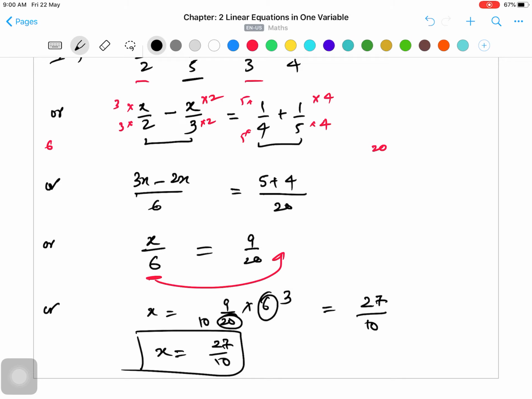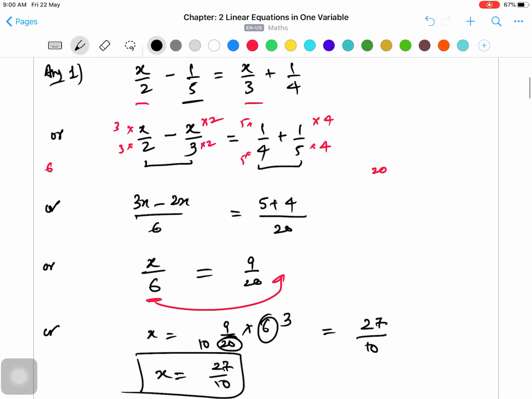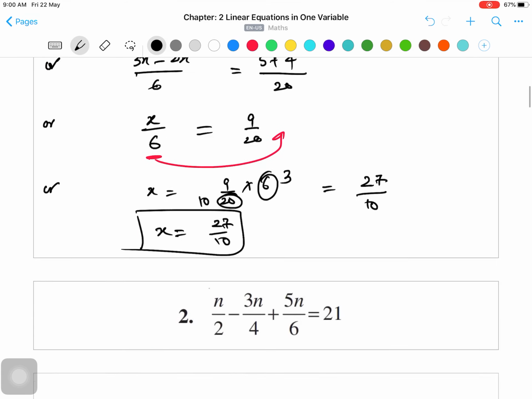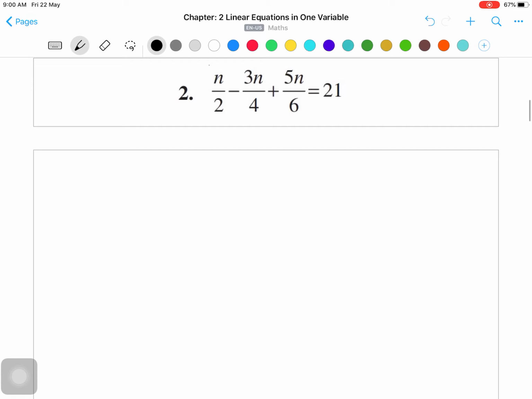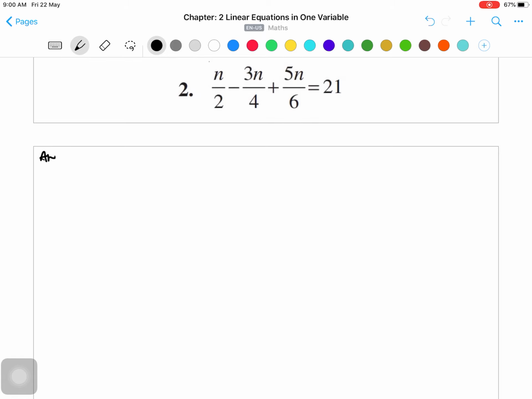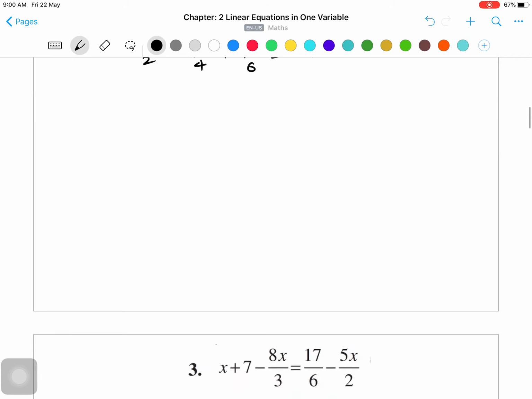That's how we can solve this or any other linear equation. Moving to the next question, we have n by 2 minus 3n by 4 plus 5n by 6 equals 21. First, write the equation: n by 2 minus 3n by 4 plus 5n by 6 equals 21.